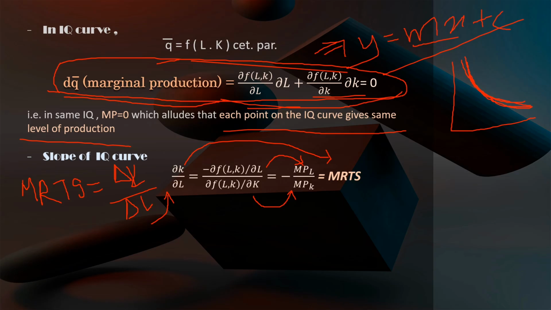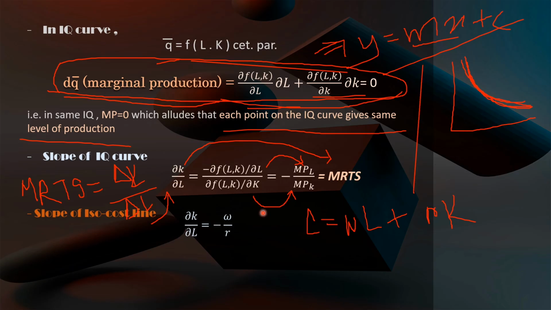Now, let's say we want to find out the slope of an isocost line. We know an isocost line can be described as the price of labor multiplied with labor plus the price of capital, that is interest, multiplied with capital. If we rearrange this in the form y equals mx plus c, where m is the slope, we get this equation. That is, the slope is equal to the price of labor, that is wage, divided by the price of capital, that is rent.